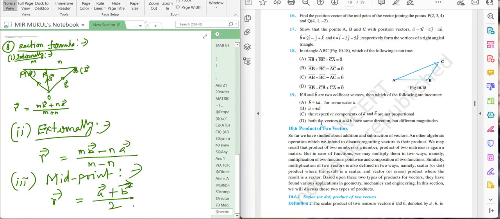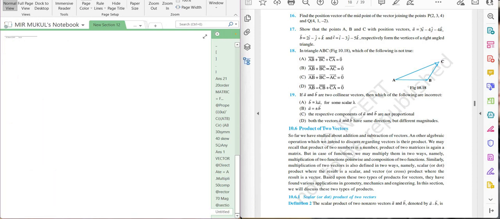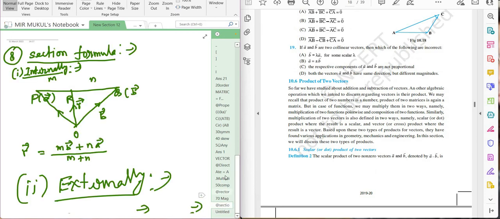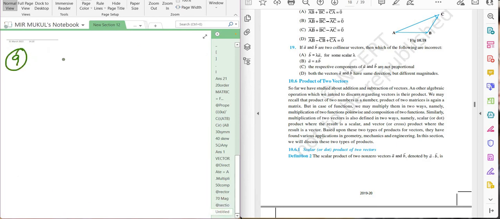Here all the questions we'll discuss. After that, some good questions I'll solve here which can come in board examination. So that question you'll definitely do. Now the last concept: product of two vectors. This will be the 9th concept, product of two vectors.